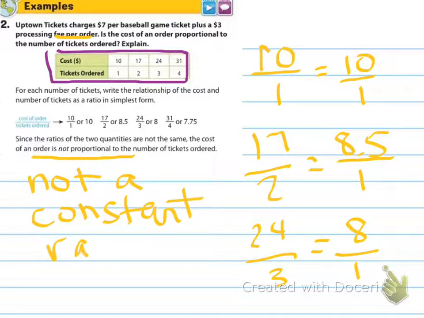It's because of that plus $3 per order that it's not going to be proportional. If it was $3 per ticket, then every time I bought a ticket, it would increase my total balance by $3. But if I buy 2 tickets, I only have to pay that one $3 fee and $7 for 2 tickets. So that's why it's going to get thrown off each time. So basically, the more tickets you can buy at once, you're saving yourself some money than ordering separate orders.